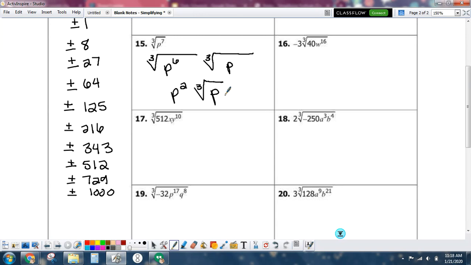Please, please make sure if you're doing these cube roots that you are putting that little 3 as your index. If you forget the 3, then it becomes a square root and it becomes wrong. Okay, so make sure if you're working with cube roots, you keep the 3 as the index.